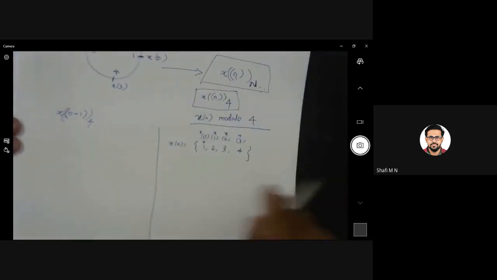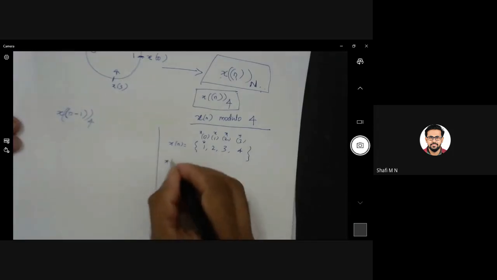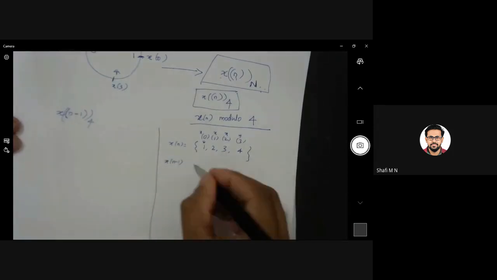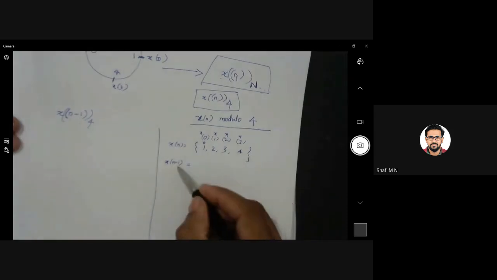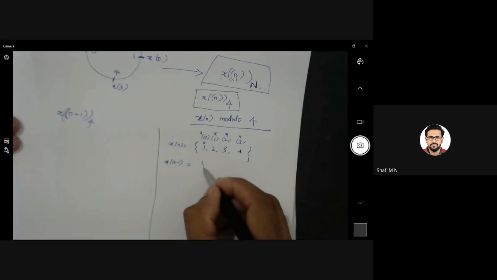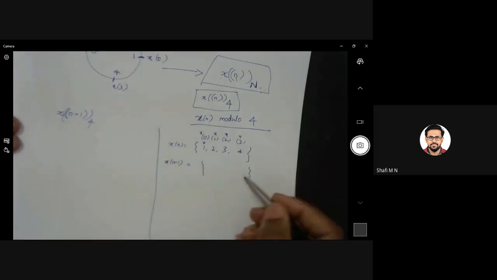In the normal way, if it is x of n minus 1, how will you do that? X of n minus 1: you right shift it by 1 unit, right? N minus 1 means right shift the signal by 1 unit. So how will you do the right shift?